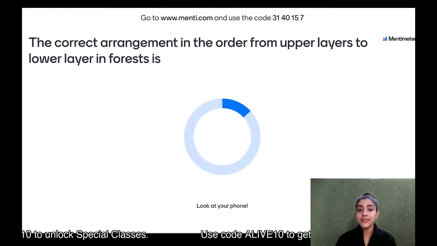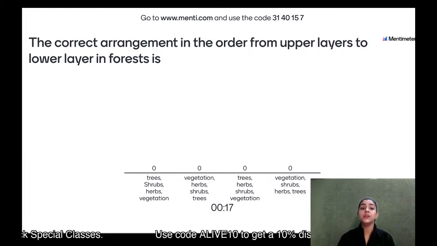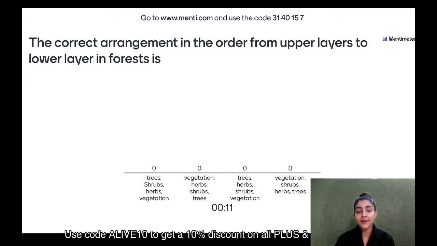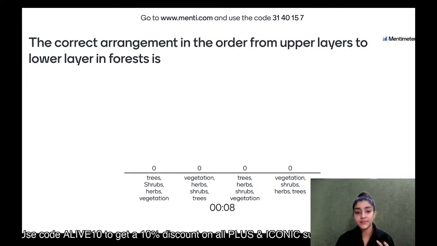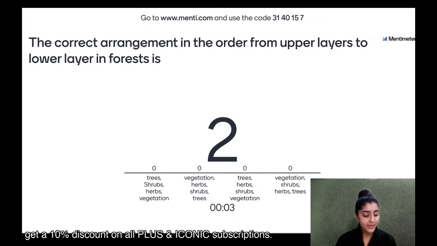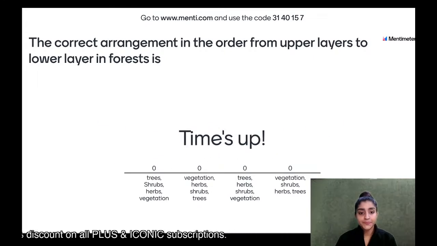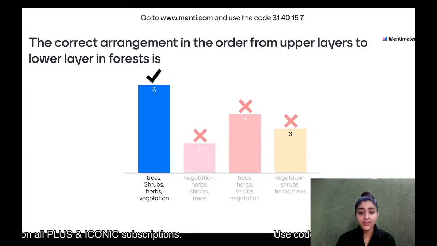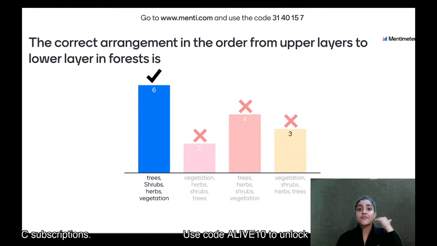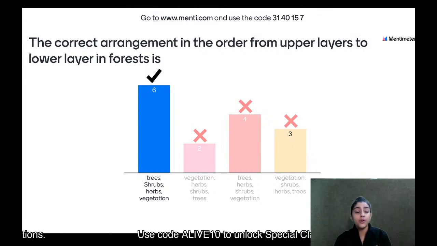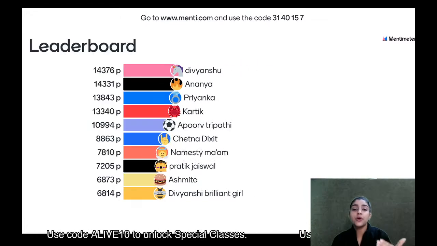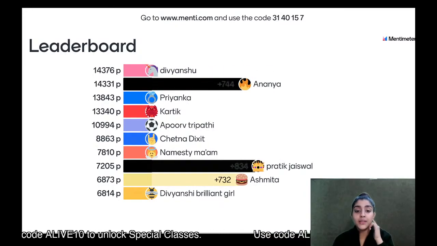The correct arrangement in order from the upper layer to the lower layer of the forest. Okay. This was a gist question that is actually taught to you in this chapter. Majorly this is covered. So let's see who can answer this one correctly. Okay, a lot of guesses. So of course the upper layers are always trees. Then we have shrubs, then we have herbs, and then the smaller vegetation. So remember that. Always the canopy, then understory, shrubs, herbs, and then the forest floor.